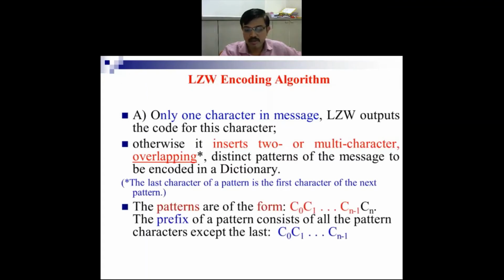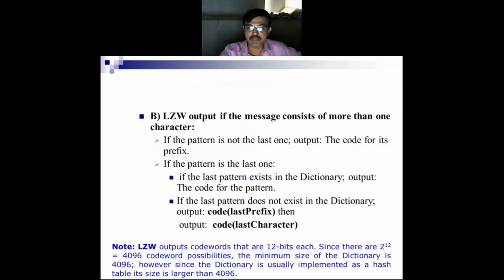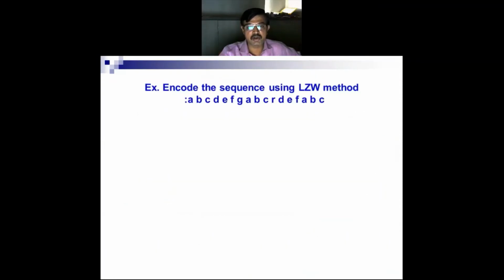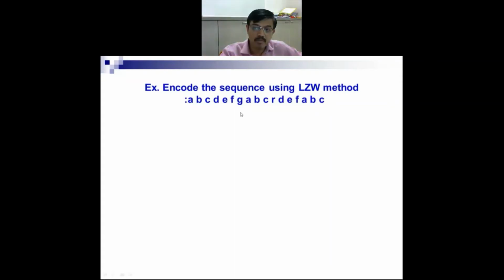Now, how are we going to implement it? It has been explained theoretically in this particular slide, but instead of going for this theoretical understanding, let us directly focus on the implementation part by taking a simple example for encoding a sequence using the Lempel-Ziv-Welch method. So one small sequence has been given here which we would like to encode using Lempel-Ziv-Welch. The sequence is A, B, C, D, E, F, G, A, B, C, R, D, E, F, A, B, C.